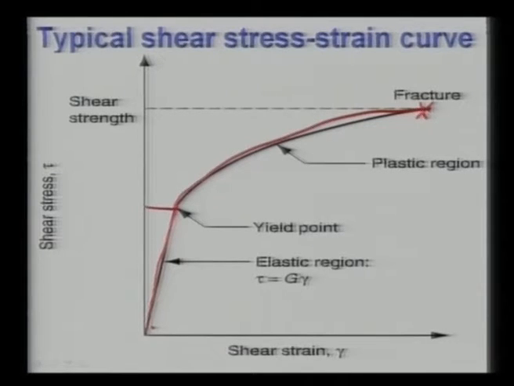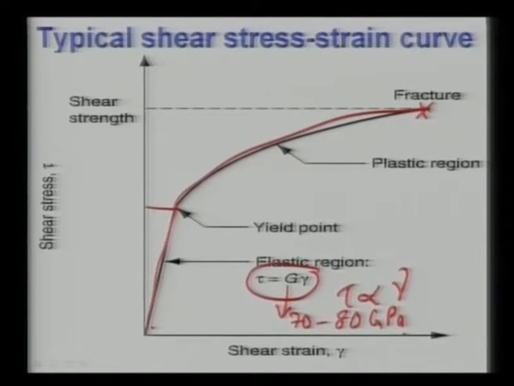In the linear region, tau equals G gamma is valid, which means tau is proportional to gamma. In other words, shear stress is proportional to shear strain, and the constant of proportionality is known as the shear modulus, G. This G is typically 70 to 80 gigapascal for most metals, and again there is a shear yield point, like the way you have seen for the tension test.